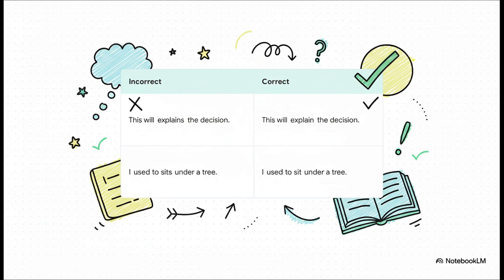Now the second one's a bit trickier. You might feel the urge to say, he dare not to wear jeans. But after a modal like dare not, you actually drop the to. It's just dare not wear.